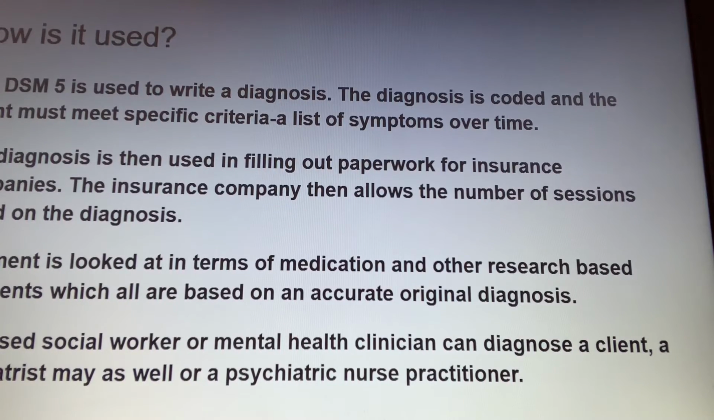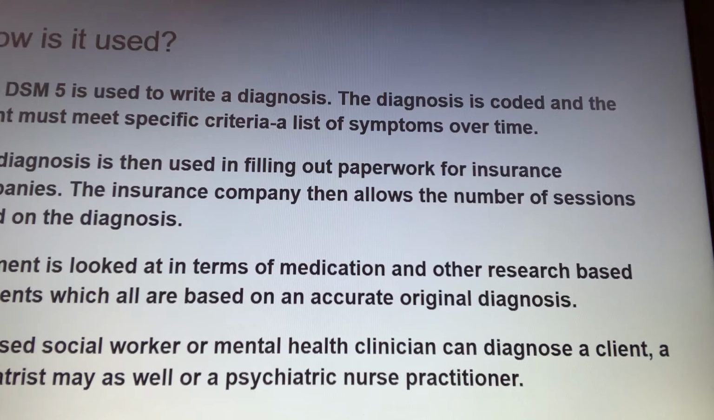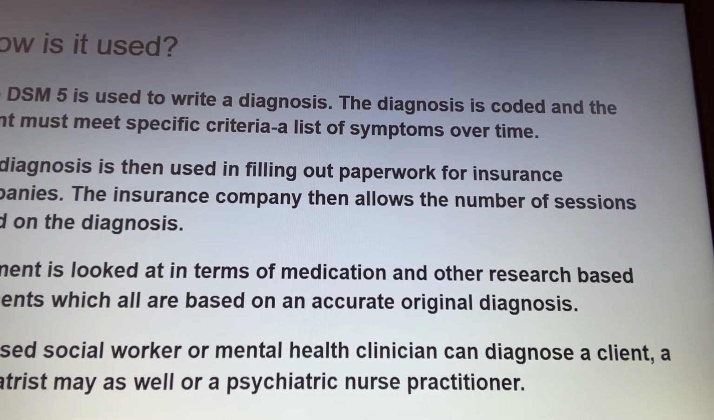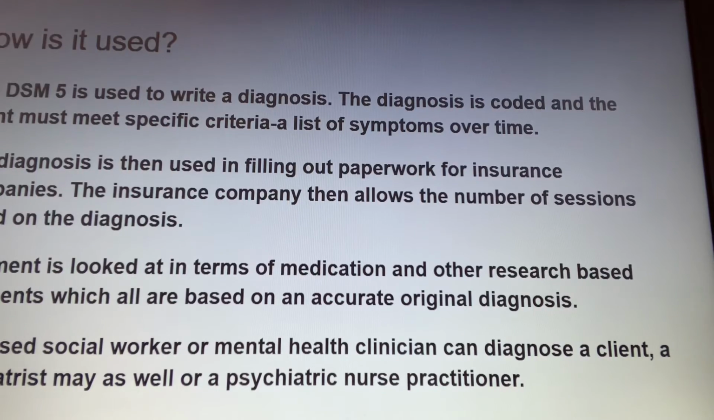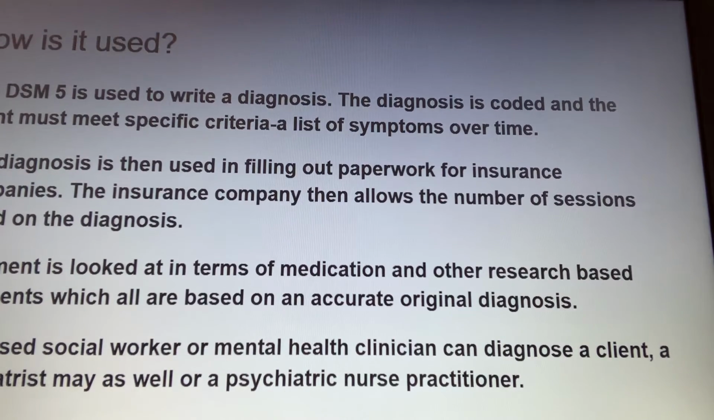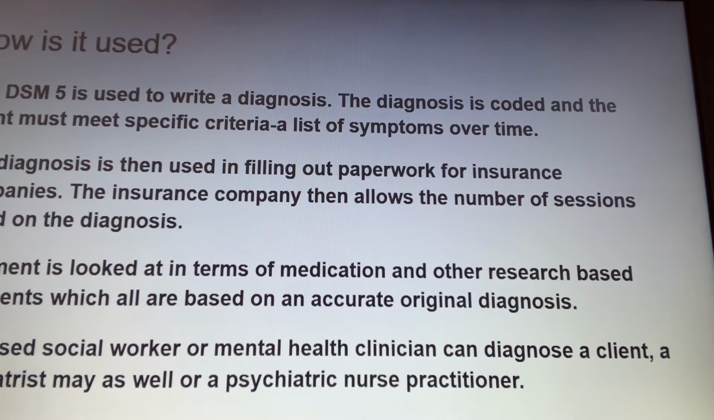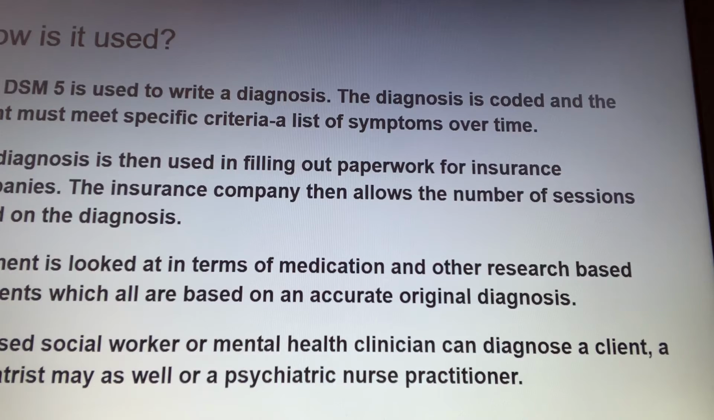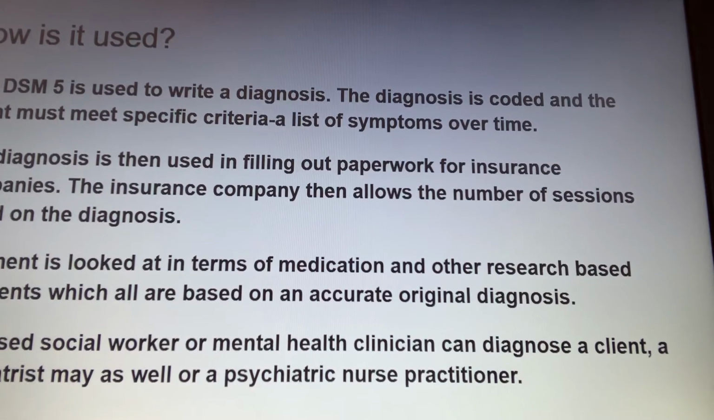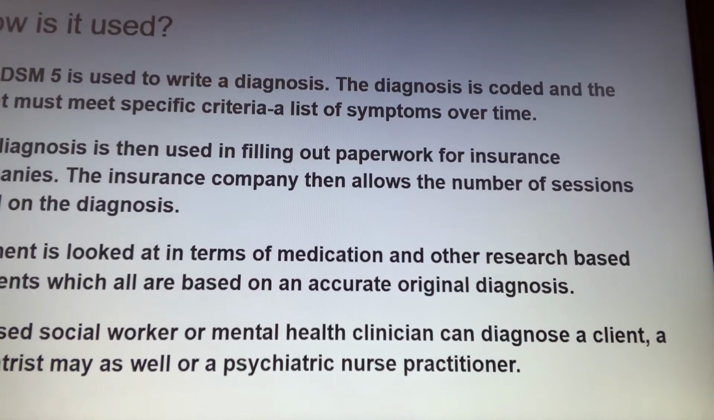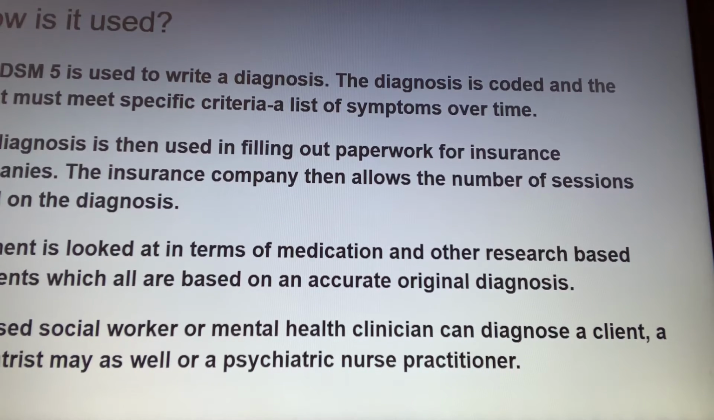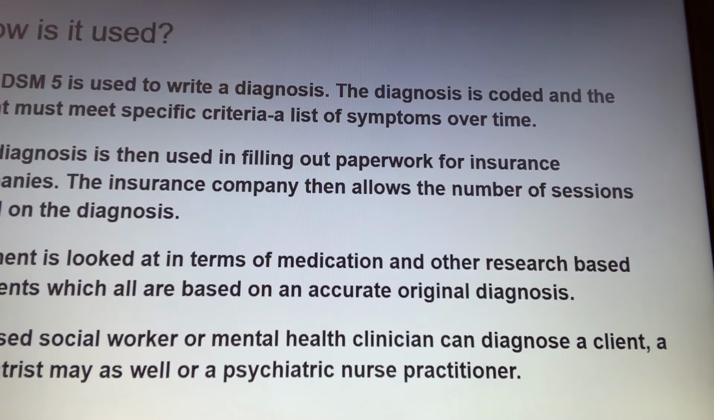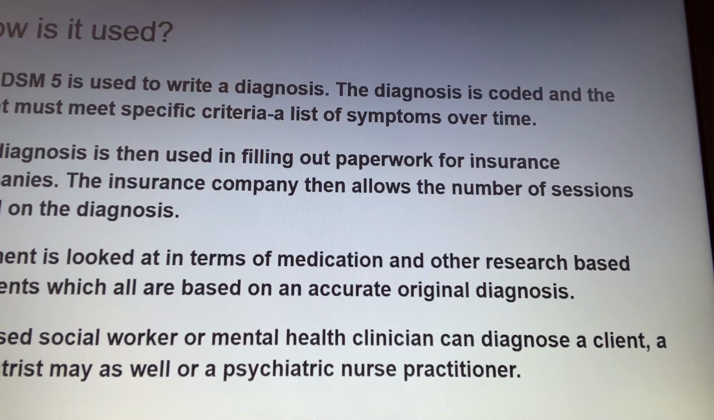The diagnosis is coded. So every depression or ADHD has a code number that goes with it, and the client must meet the specific criteria, the list of symptoms, over a specific period of time. The diagnosis is then used in filling out paperwork for insurance companies. And the insurance company, based on the diagnosis, allows the number of sessions that the clinician can have.